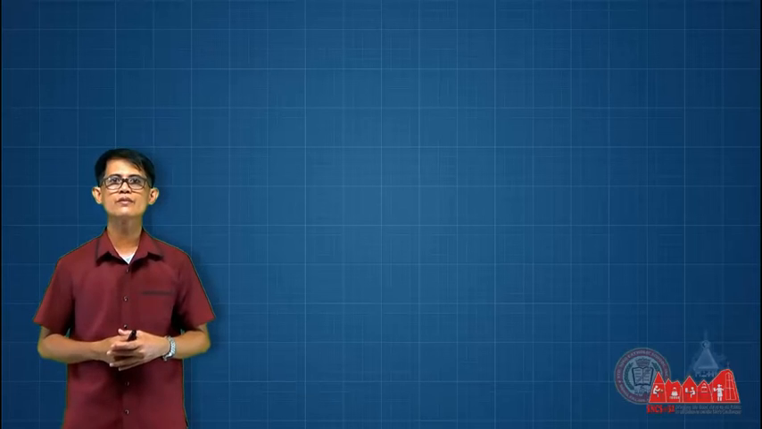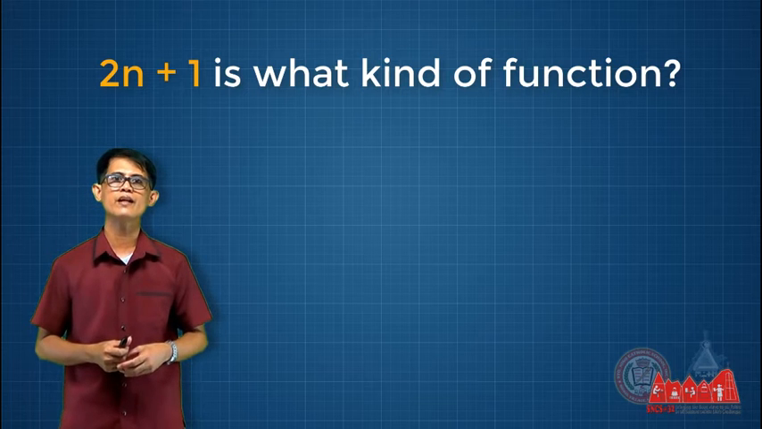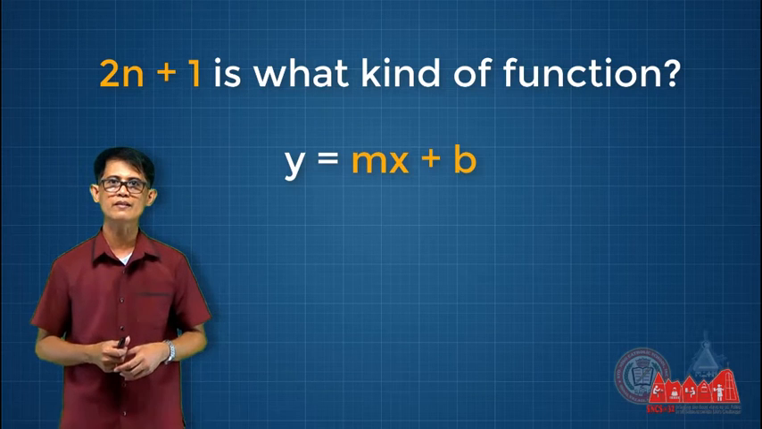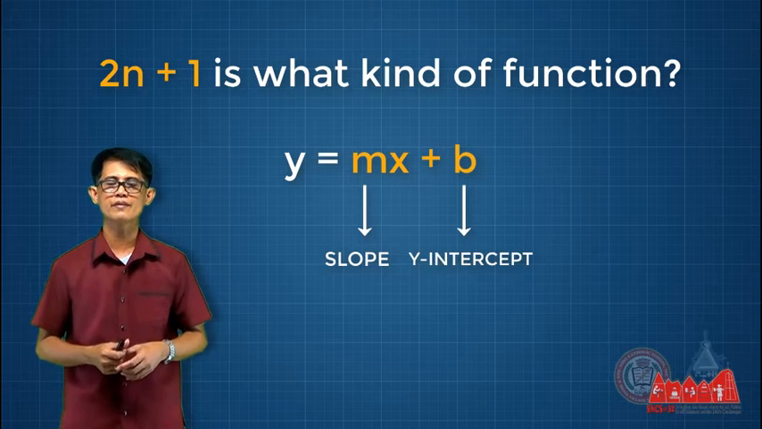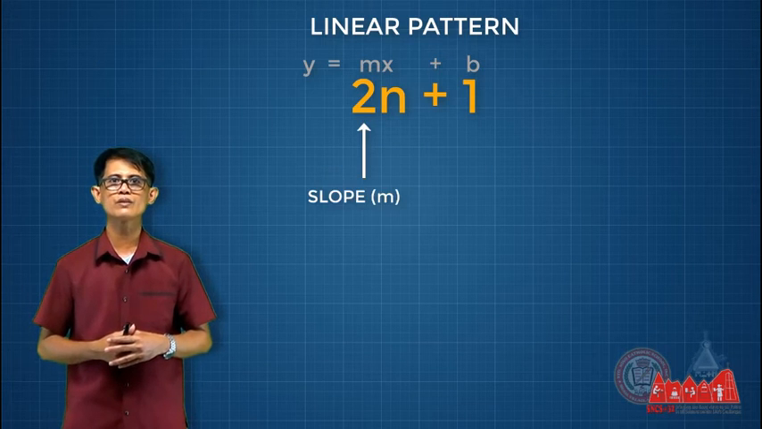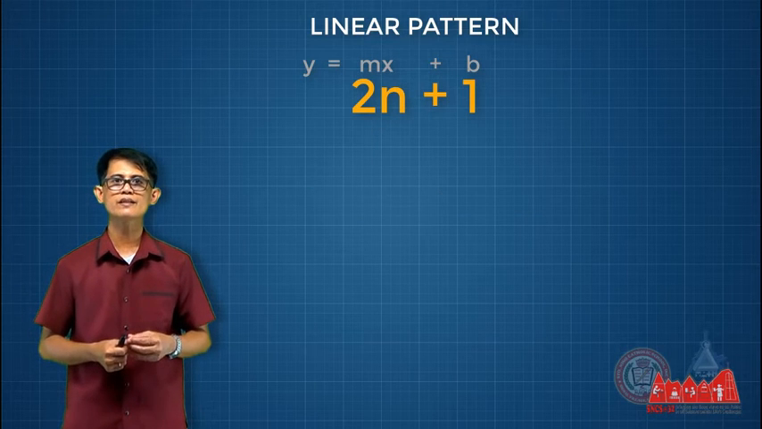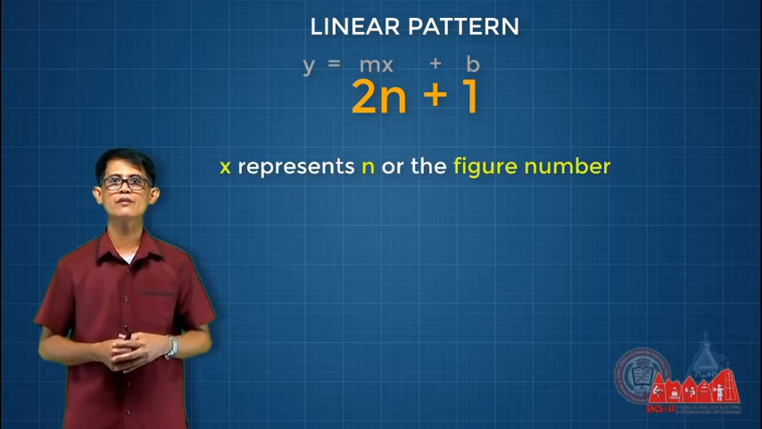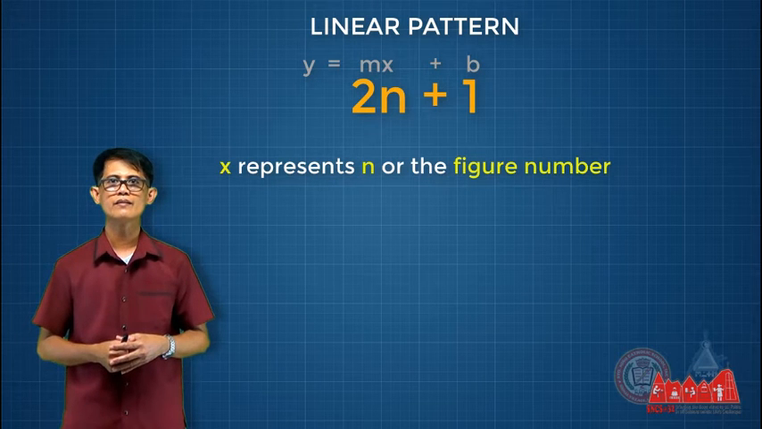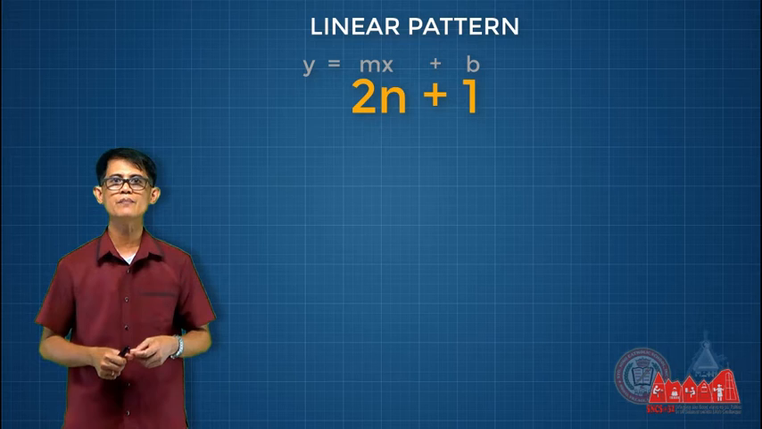Do you still recall your grade 8 lesson in functions? 2n plus 1 is what kind of function? It follows the same format as y equals mx plus b, right? Where m is the slope and b is the y-intercept. Therefore, 2n plus 1 is a linear pattern where m or the slope is equal to 2 and 1 is the y-intercept b. What does x represent? It's n or the figure number. How about y? It represents the number of matchsticks.